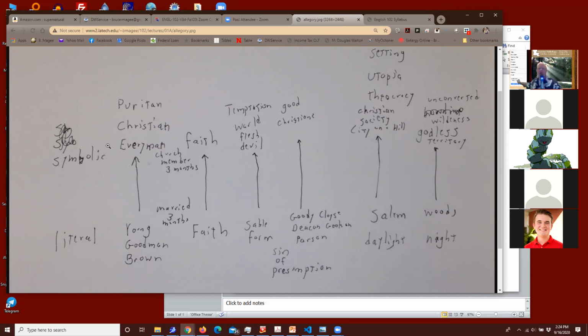Other scholars say no. For the Puritans, a good man or a good woman was by definition a Christian. You had to be a Christian to be good. And so calling him Goodman is a way of recognizing his Christianity.